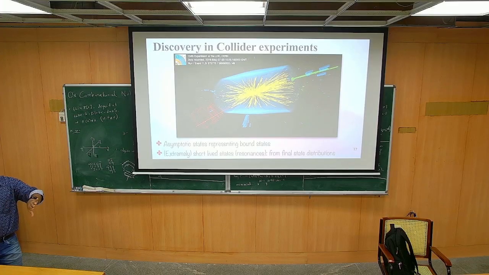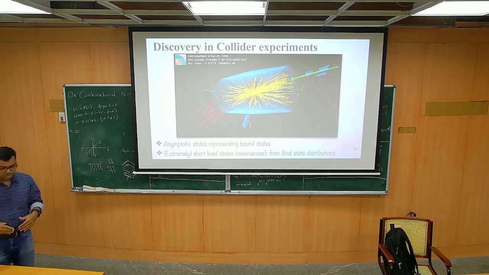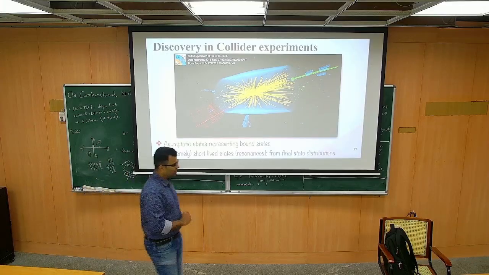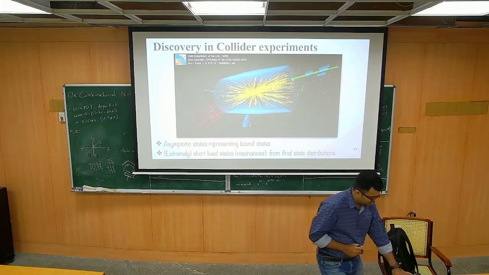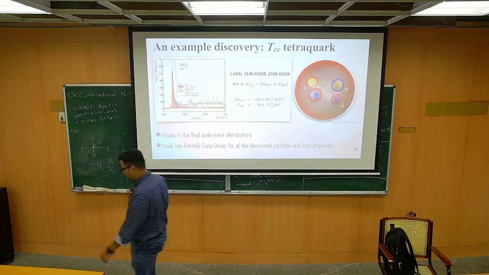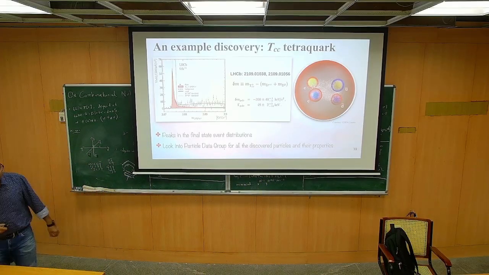Or in other words, in scientific language, you look at the final state distribution, and based on the enhancement or dip in the final state distribution, you can argue whether a particle exists or not. While this sounds quite complicated, I will try to show how you can understand this better. Okay, so this is one example. This is one very recent example. It's probably not the best example that I can show, but it is one of the most recent.